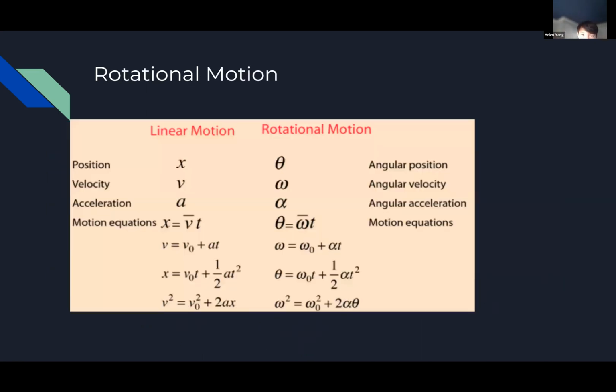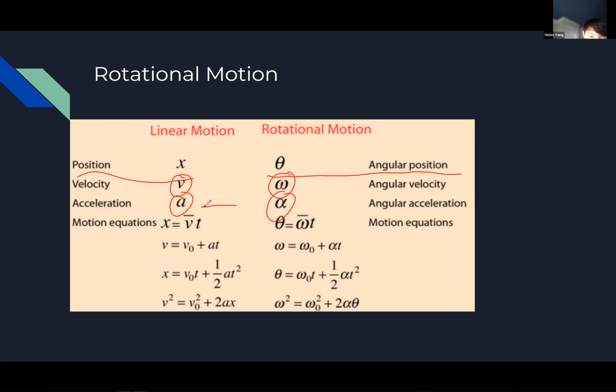Okay, so now I'll talk about linear motion and rotational motion. So for position in linear motion, we would just use x, and in rotational motion we use theta to represent the angular position. In linear motion, we use v for velocity and a for acceleration. In rotational motion, we use omega for angular velocity and alpha for angular acceleration.